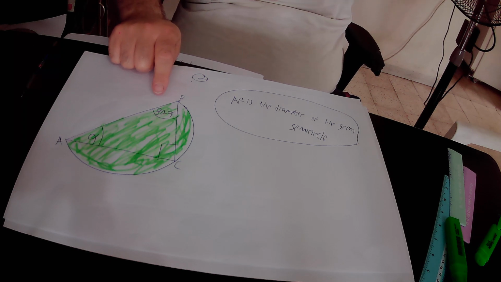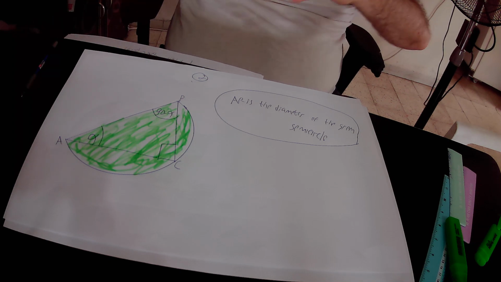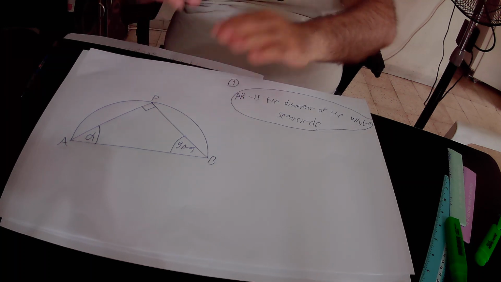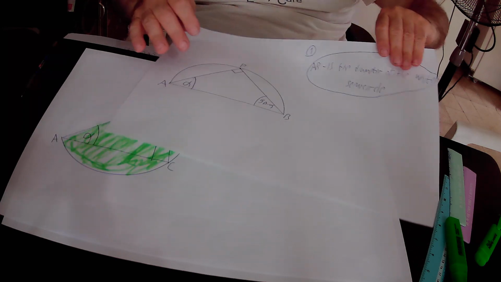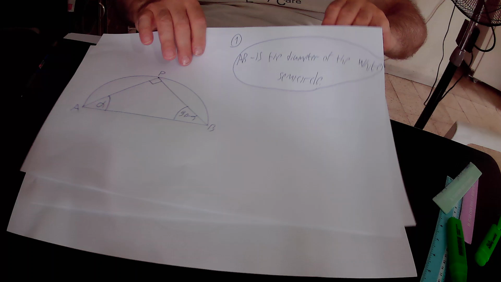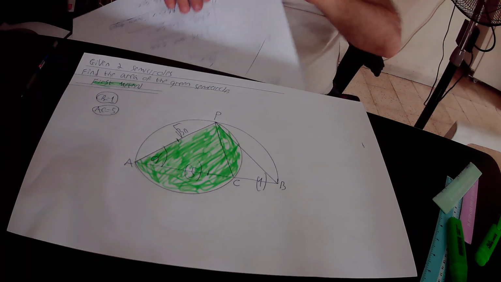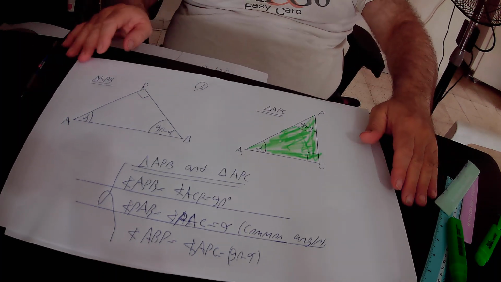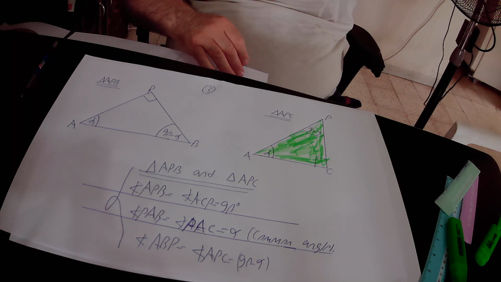In the next step, we prove that this green right triangle APC is similar to this white triangle APB according to the angle similarity rule. So I copied those two right triangles onto a new page, and we prove that those two right triangles are similar to each other. Those are the two right triangles from the original drawing. So why are those two right triangles similar to each other?